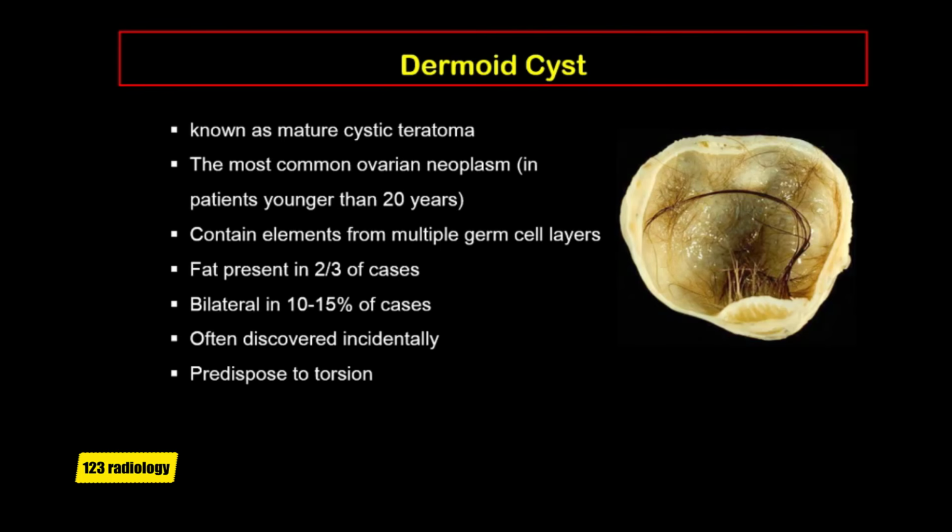Fat is present in about 2/3 of cases. It is bilateral in 20% of cases. It is often discovered accidentally and may predispose to torsion.